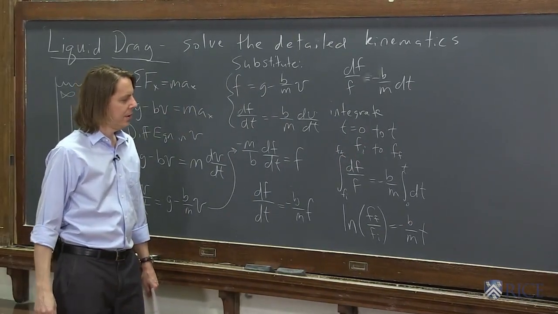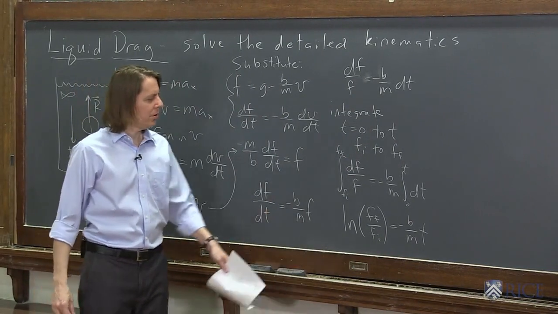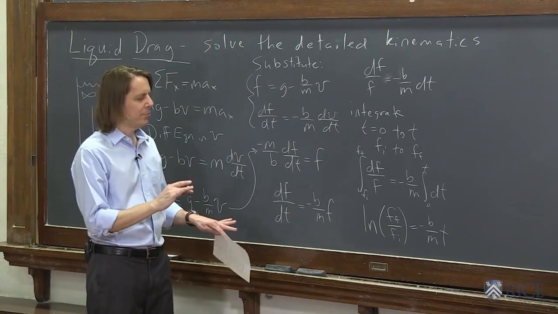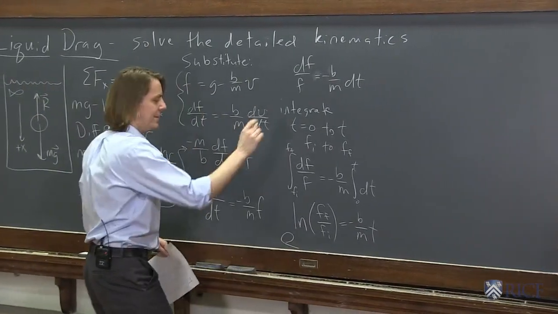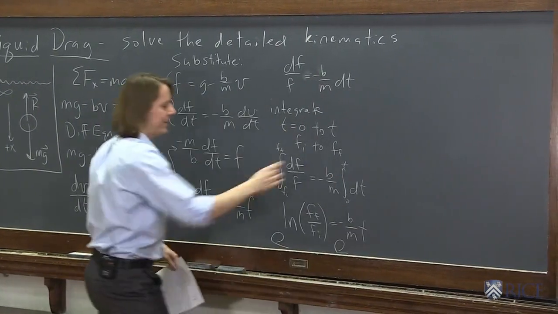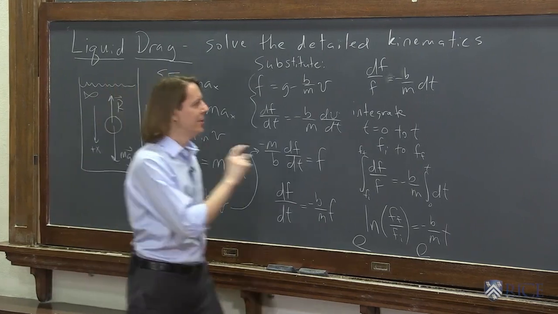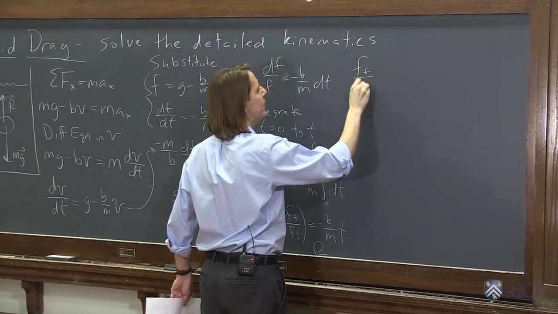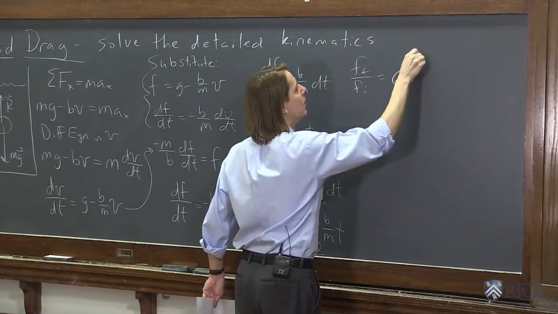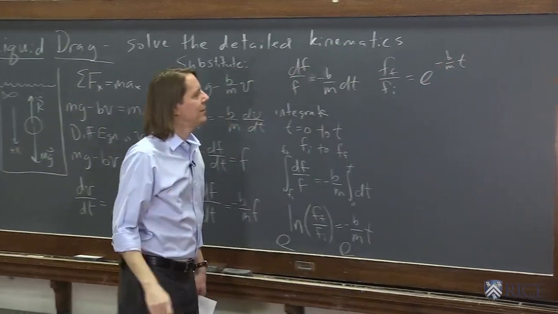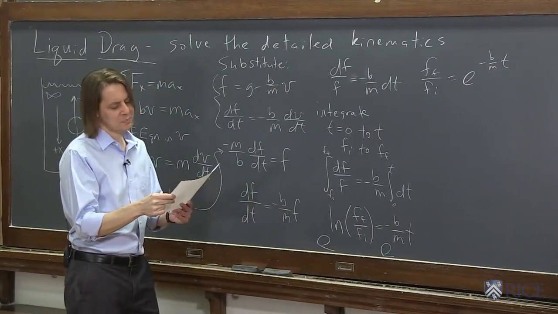So it looks like we're going nowhere, but we are going somewhere. To get rid of the natural log, what we do is take the exponent of both sides, e to the x of both sides. So we say basically e to this equals e to that, right? Because e to the natural log of something equals the something. So this means that f final over f initial equals e to the minus b over m t. All right? So then you could say, okay, I want to get there quick here.